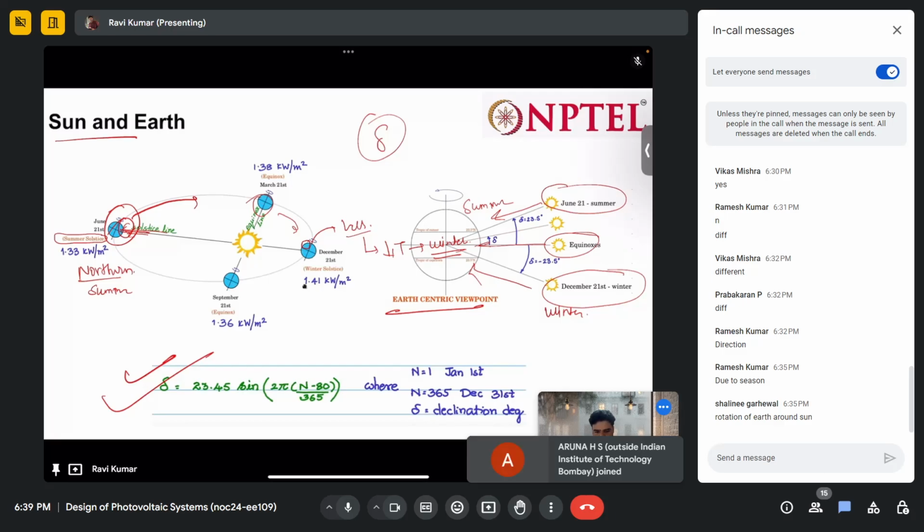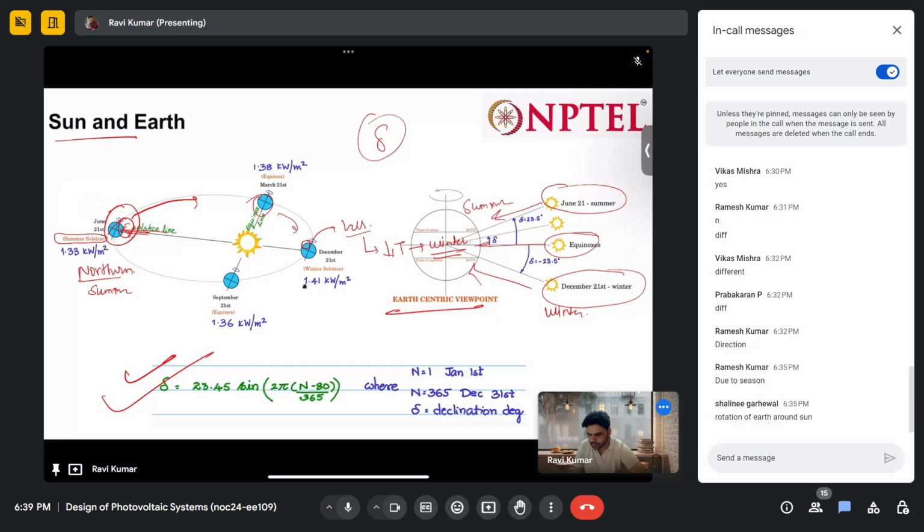Write it down. So this is the reason why the time of the year affects the amount of irradiance on the surface of the solar cell as well as on the surface of the earth.